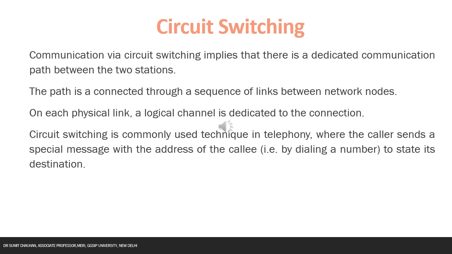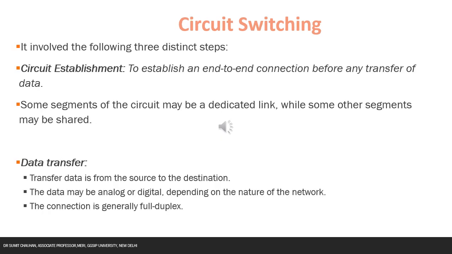Circuit switching is a commonly used technique in telephony, where the caller sends a special message with the address of the callee to state its destination. It involves the following three distinct steps. Circuit establishment, the first one, to establish an end-to-end connection before any transfer of data. Some segments of the circuit may be a dedicated link, while some other segments may be shared.